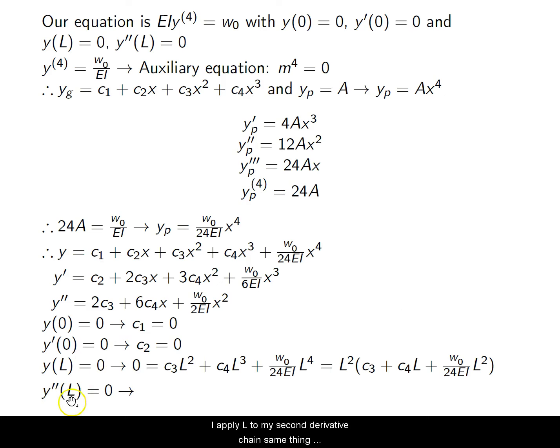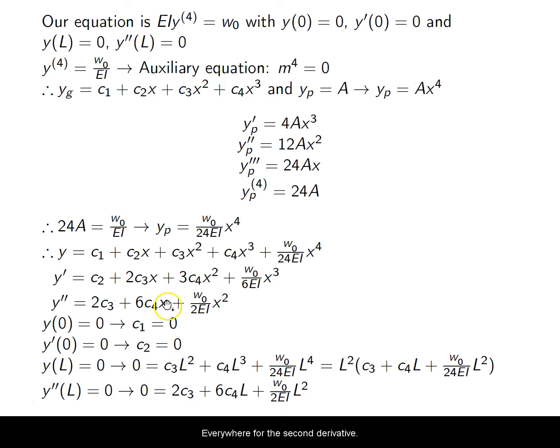If I apply L to my second derivative, okay, same thing. Okay, so my second derivative, you see c1 and c2 aren't there already, so that's fine. So I'm going to get 2c3, 6c4 L plus my constant over 2 times the flexural rigidity, L squared. So when we plug that in, this is what we have, right? So again, I'm plugging in L everywhere for the second derivative, and that's equal to 0.